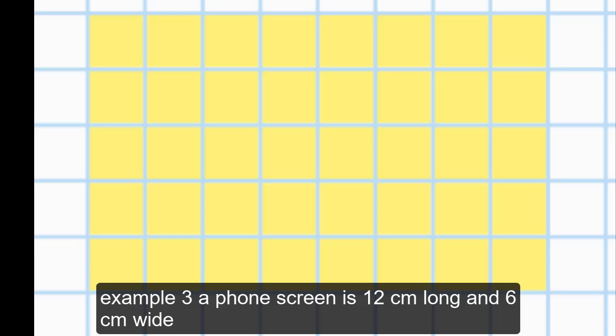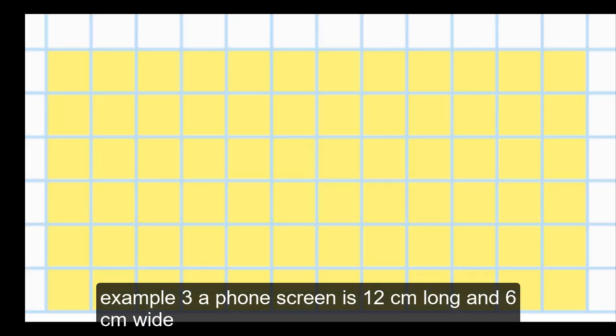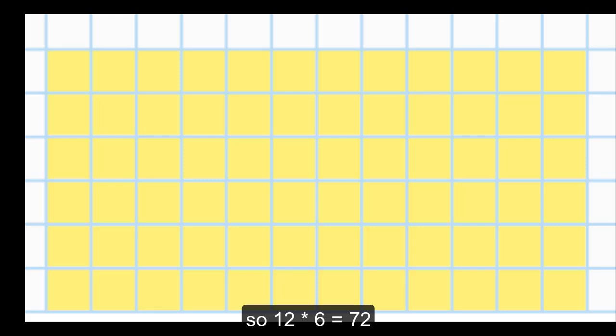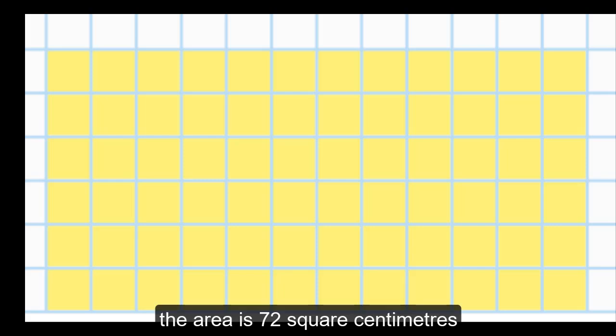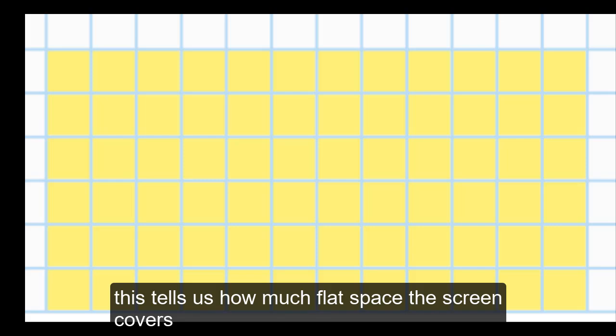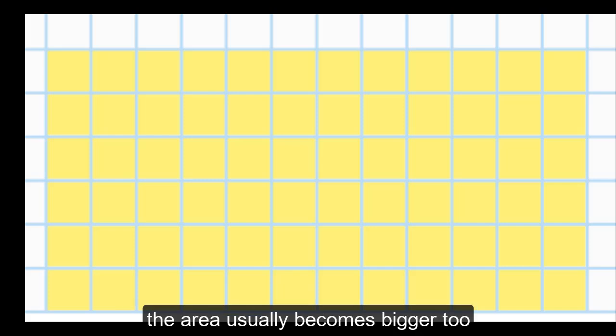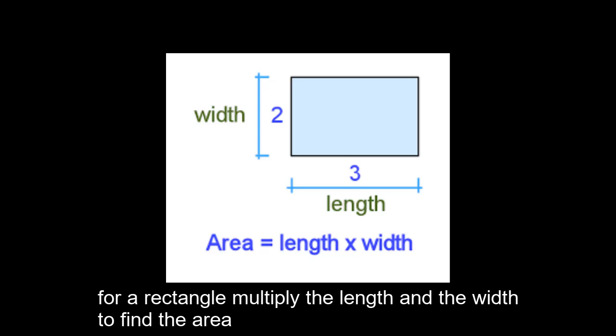Example 3. A phone screen is 12 centimeters long and 6 centimeters wide. So, 12 times 6 equals 72. The area is 72 square centimeters. This tells us how much flat space the screen covers. When the length or width becomes bigger, the area usually becomes bigger too. For a rectangle, multiply the length and the width to find the area.